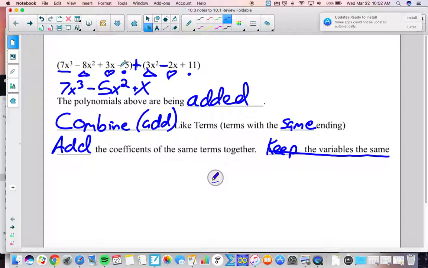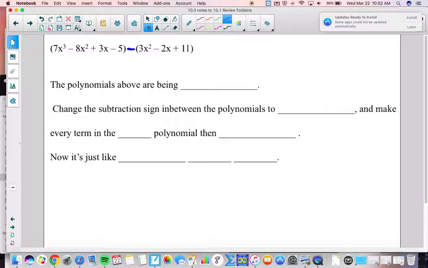Last but not least, add the constants. Negative 5 plus 11 is 6. That is combining like terms or adding polynomials together. Now, this polynomial, we are subtracting this polynomial from that polynomial.